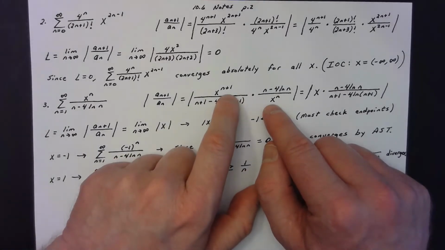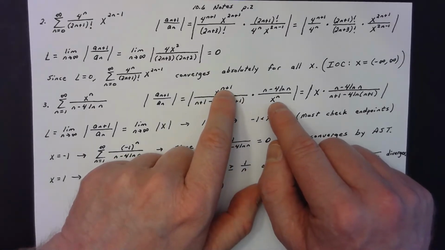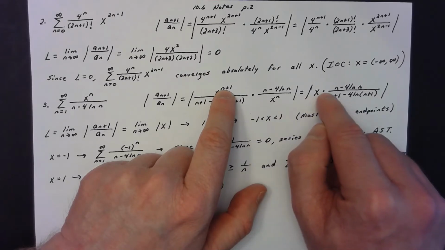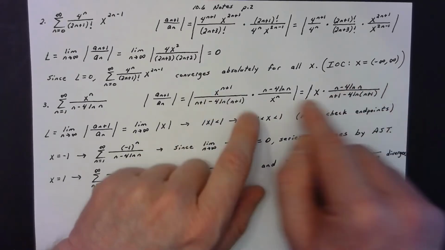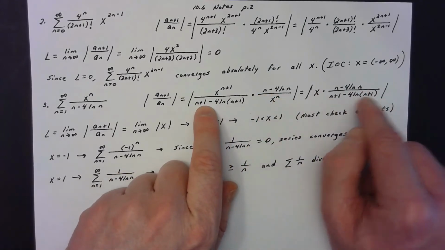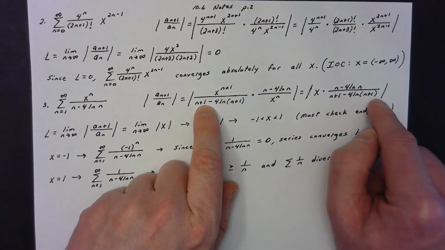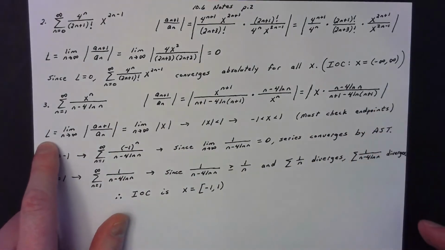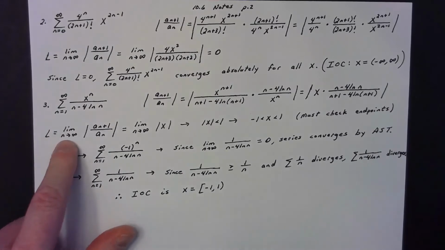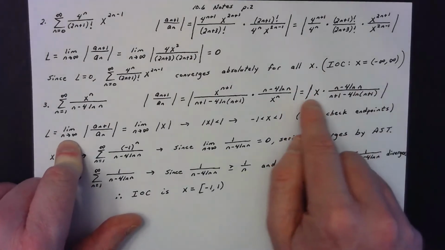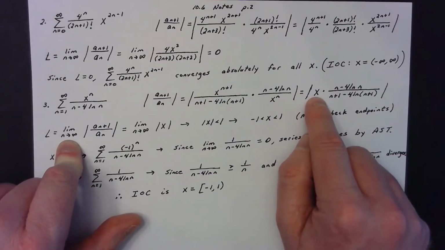Quickly, I can see that this is going to reduce down. X to the n plus 1 divided by x to the n will leave me x, and that x is going to be multiplying the fraction n minus 4 natural log of n divided by the denominator of n plus 1 minus 4 natural log of n plus 1. Now I automatically know in my next step when I begin the ratio test that I'm going to need to take the limit as n approaches infinity of this expression. Well, as n goes to infinity, nothing happens to x. It doesn't have an n component in it.